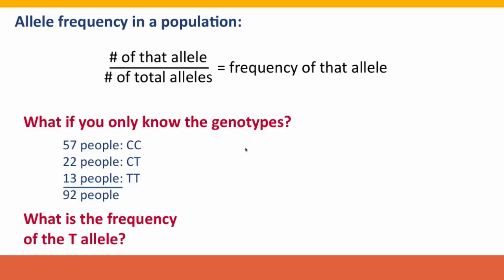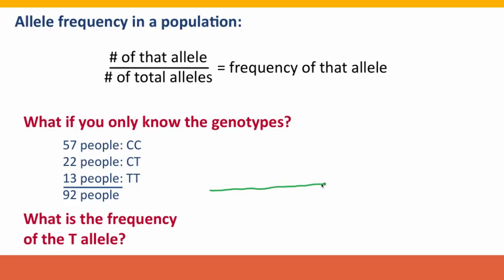What if you surveyed the population, you took a sample of people, and you determined their genotypes at a particular position that you're interested in, and these are the numbers that you got? Can you calculate the frequency of one or the other allele? Sure, it's easy. So we know the denominator.